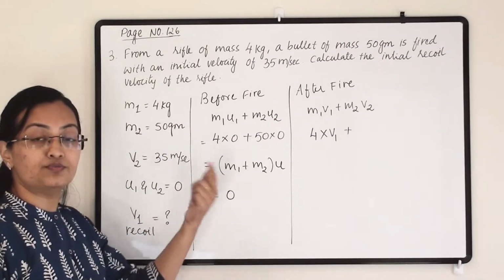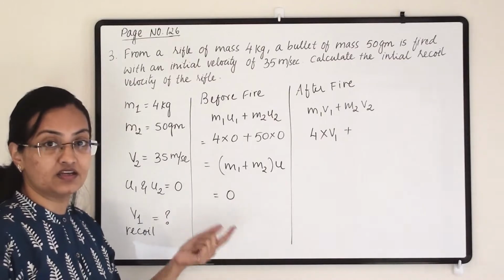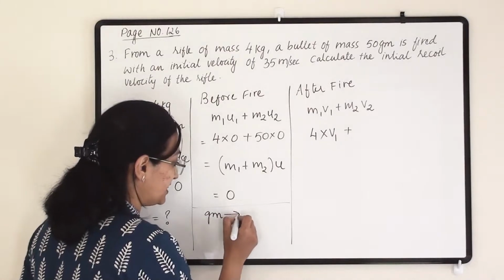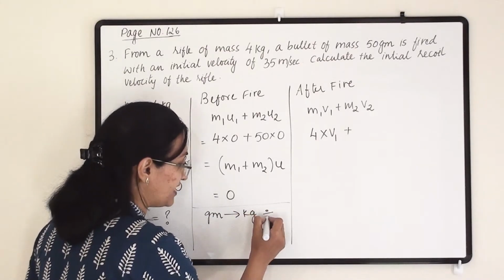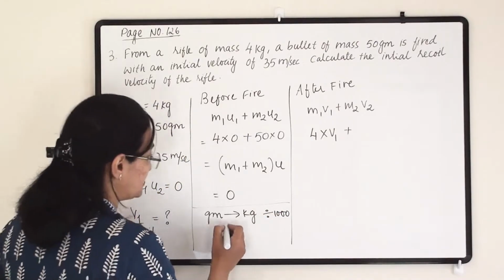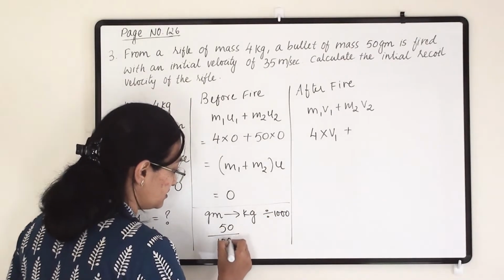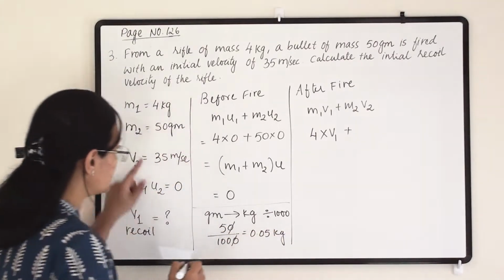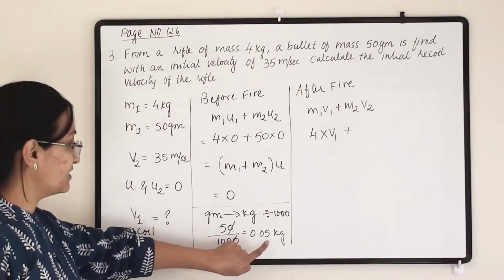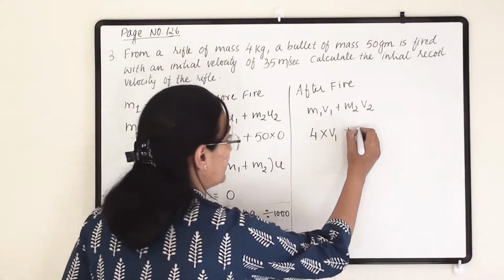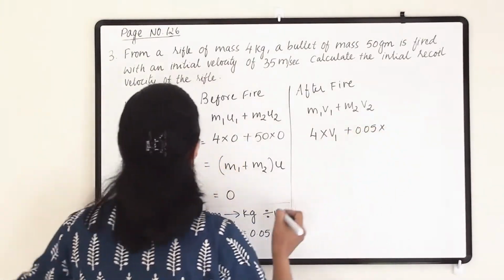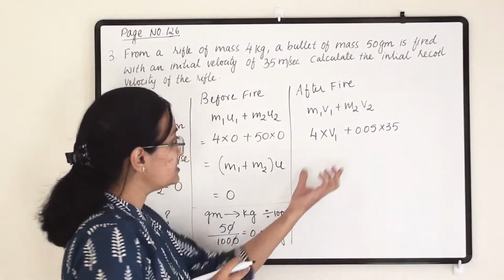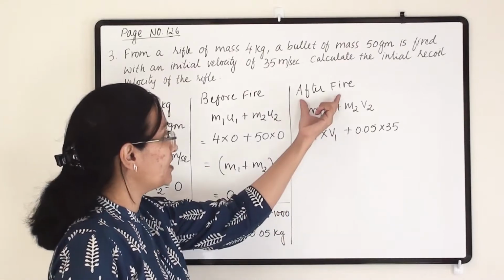From a smaller unit to a bigger unit, when we are going, we need to divide. So here we need to divide by 1000. So gram, we are converting it into kg, dividing by 1000. So 50 divided by 1000, we will get 0.05 kg. So this gram we have converted into kg. Now this kg we are going to use here. That 0.05 into, what is our V2? V2 is 35. Now this is the term we got as the momentum after fire.